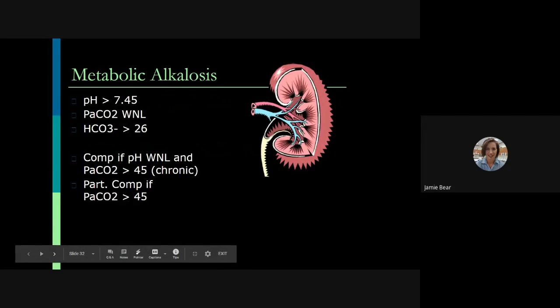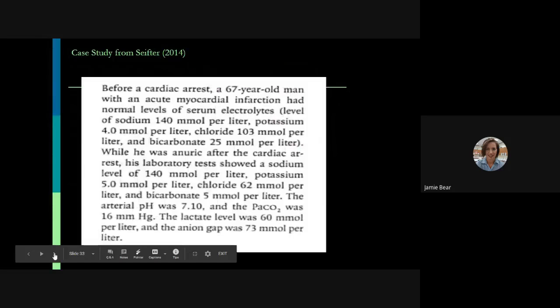Finally, the last acid-base disturbance we'll look at is metabolic alkalosis, and that's when the pH is greater than 7.45, the PaCO2 is within normal limits, and the bicarbonate level is increased above 26. There will be respiratory compensation if the pH is within normal limits and the PaCO2 is greater than 45, and we can call that a chronic sample. There's only partial compensation if the PaCO2 is raised greater than 45, but the pH is not back to within the normal range. So we're going to look at a couple of case studies.